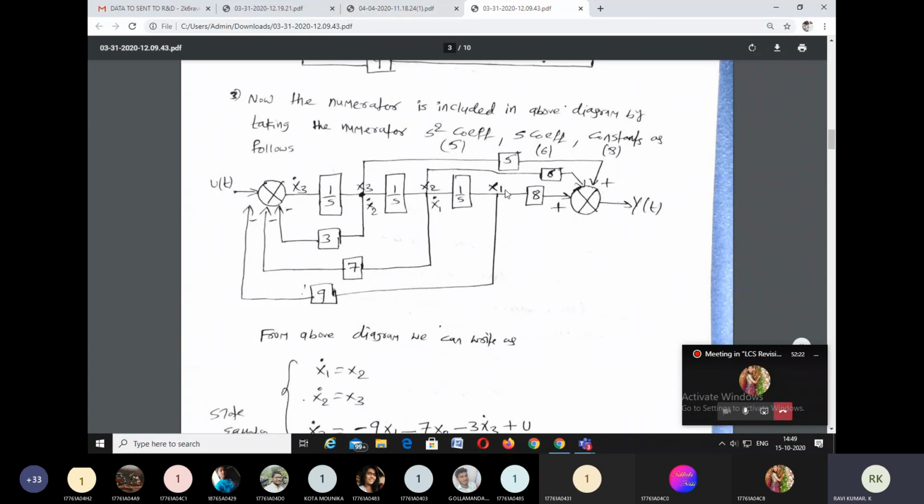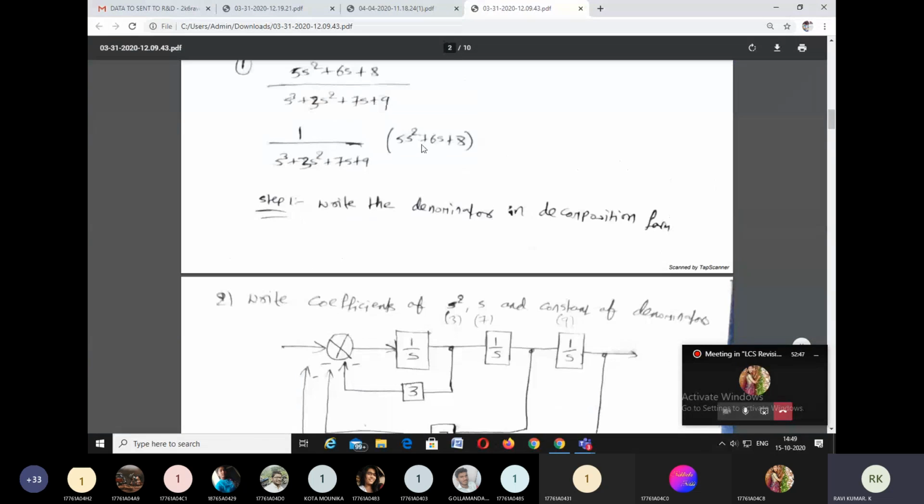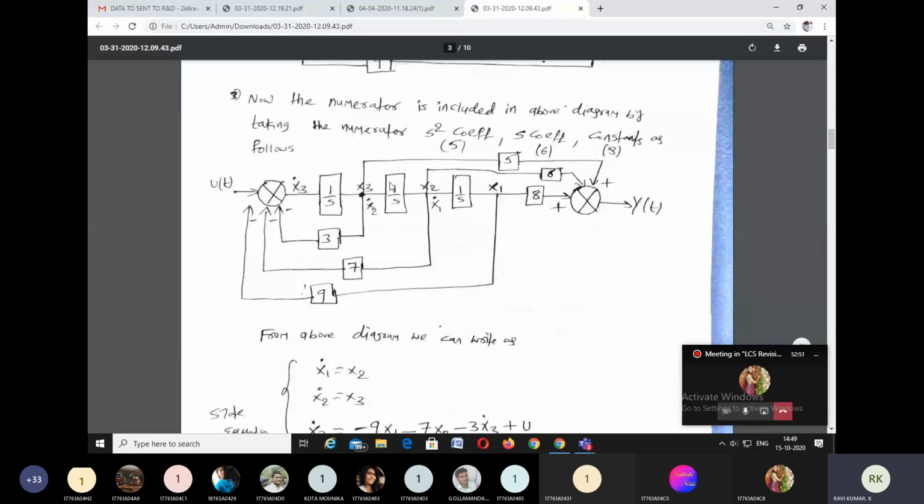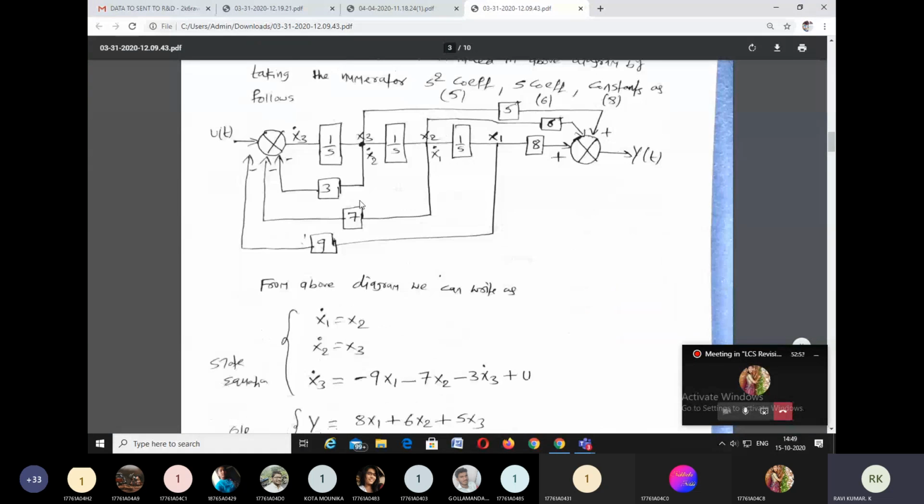After this, write the constant term 8 here and take it to one adder. Next, from here we write the s coefficient to the adder. And next, from x3, we write the s square coefficient 5 to the adder. If you simplify this using the block diagram reduction technique, you will get this transfer function: 5s square plus 6s plus 8 by s cube plus 3s square plus 7s plus 5. Now for this diagram, you can write the state space model easily.